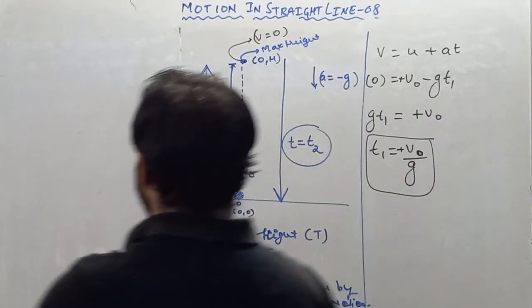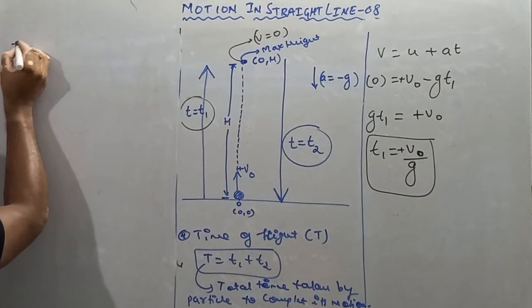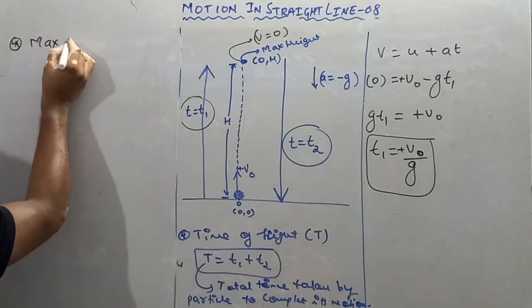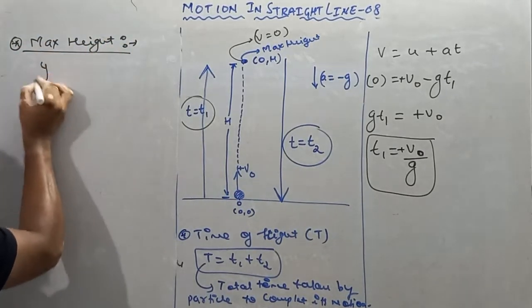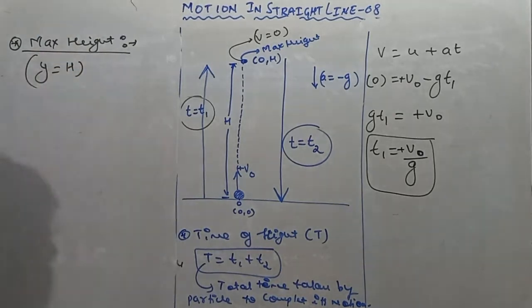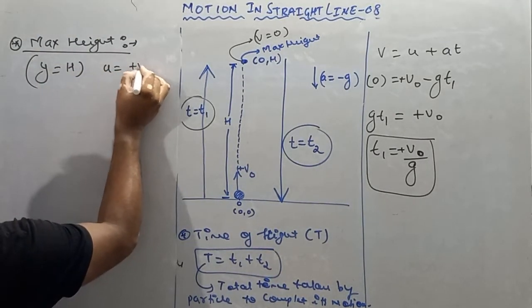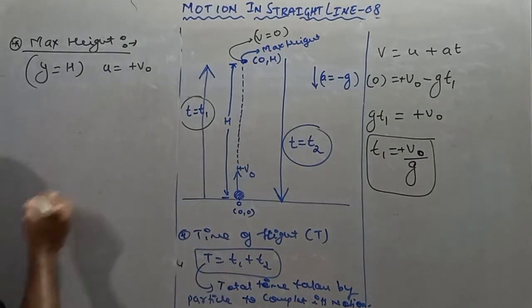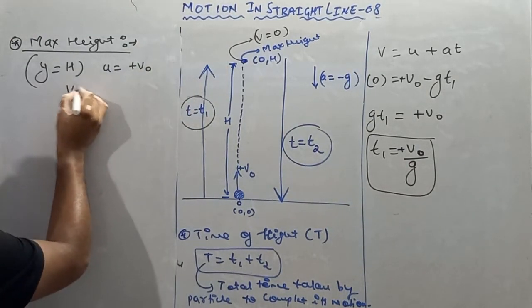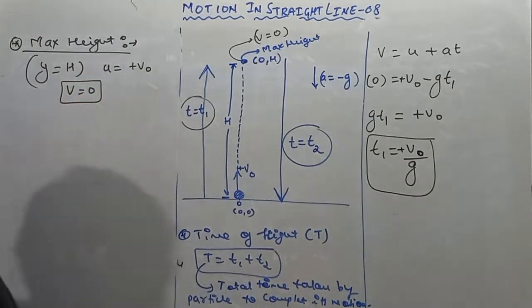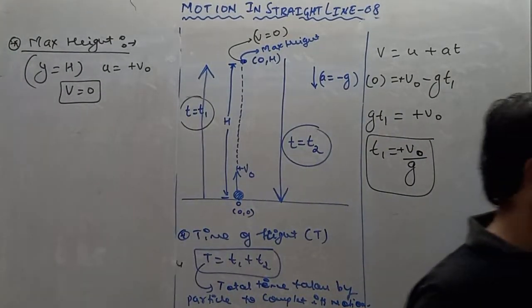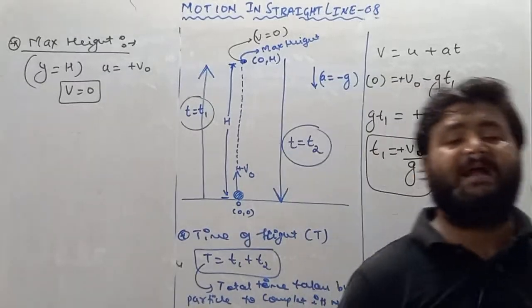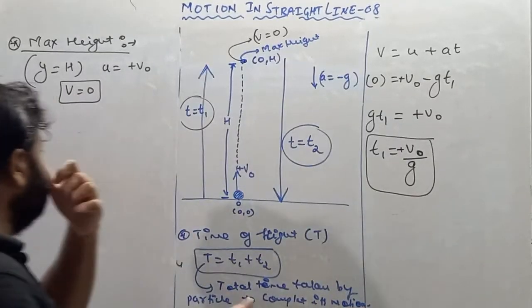Maximum height. If I am talking about maximum height, then we know that the value of y is plus h, the value of initial velocity is plus v naught, and at maximum height we know that final velocity is equal to 0, my dear student. So now we have to find the maximum height attained by the particle.